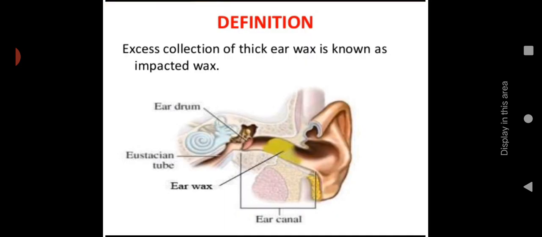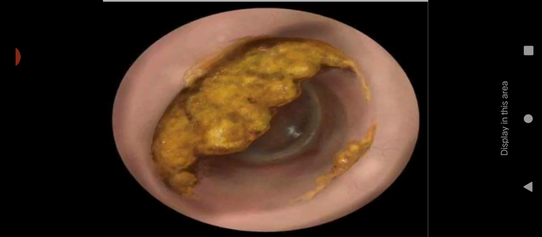Let us see the definition. Excess collection of thick earwax is known as impacted wax. So our topic is impacted wax. Earwax is a normal phenomenon, a natural oily substance, but impacted wax means that the earwax is produced or collected excessively; we can call that excess production or collection of earwax impacted wax. Or if the earwax is completely obstructing the auditory canal or external ear canal, we can call it impacted earwax. You can see here an example of an impacted ear canal.